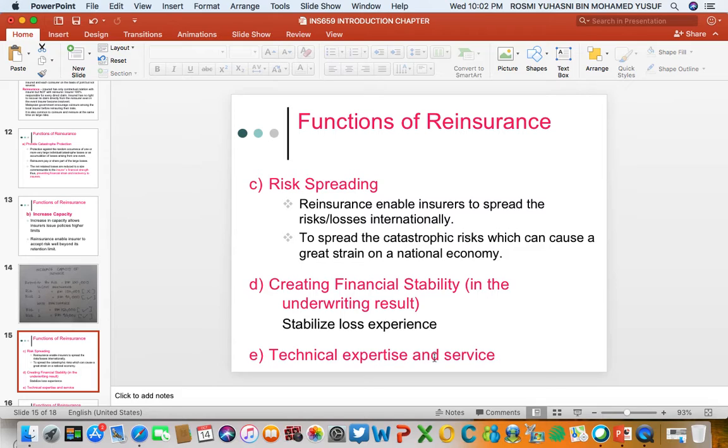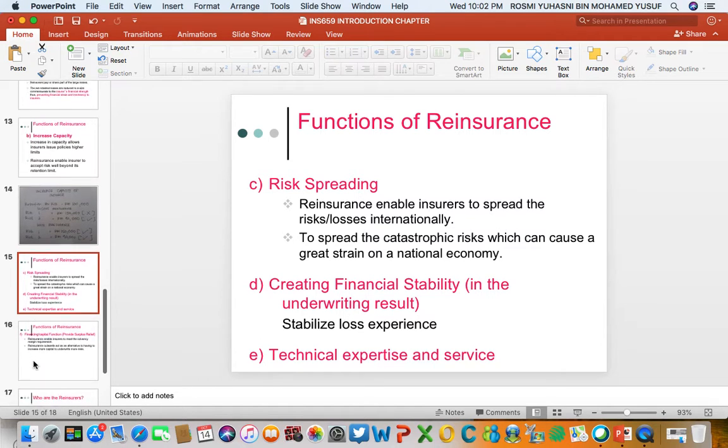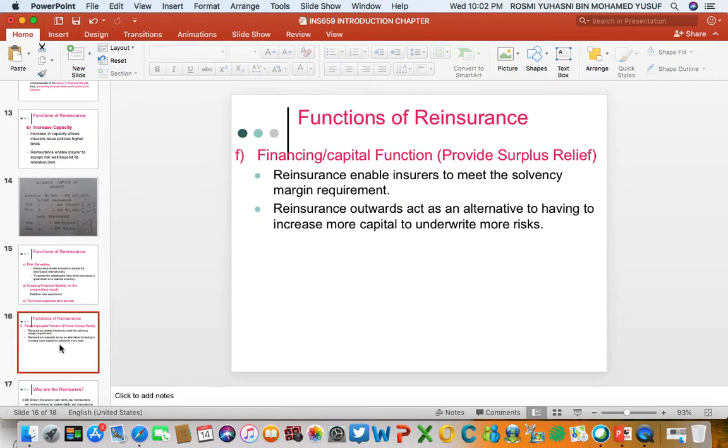When I mention technical risk, it can be, for example, oil and gas or large and special risks, which the insurer is not familiar with. So reinsurers are familiar with this type of risk, and reinsurers are able to help the insurer to underwrite this type of risk. And the last function is about providing capital, or replacement of capital. It's an alternative to capital.